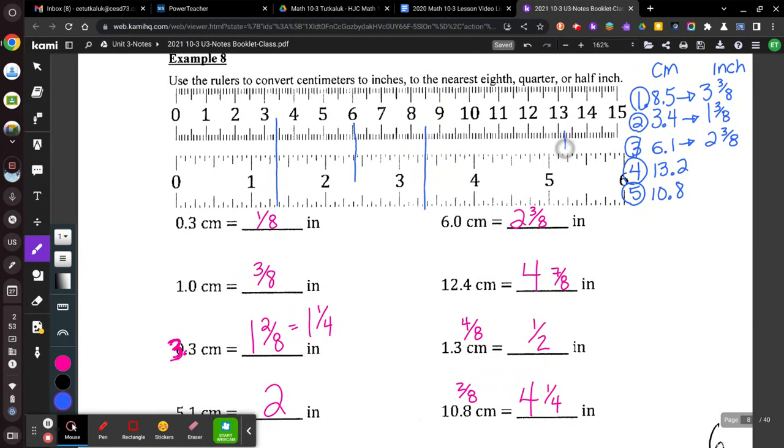13.2. There's 13.2. That's going to give us roughly 5 and 2/8. 5 and 2/8 would be 5 and 1/4. This would be 1/4 reduced. Now 10.8 right about there is going to give us 4 and 2 out of 8, which gives us 4 and 1/4. Okay, I'll let you write those down and we'll put those on our other page in a moment.